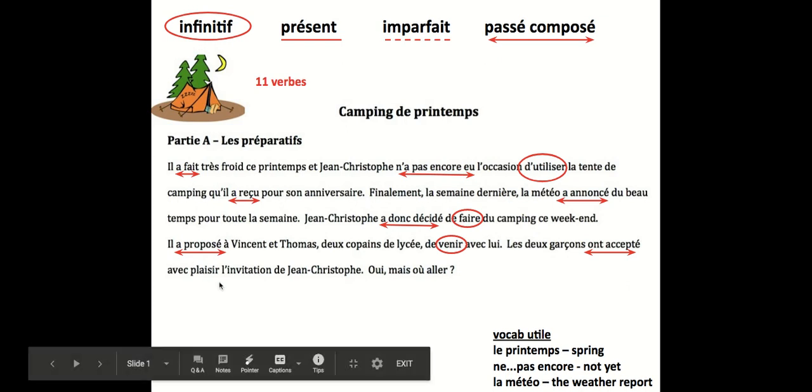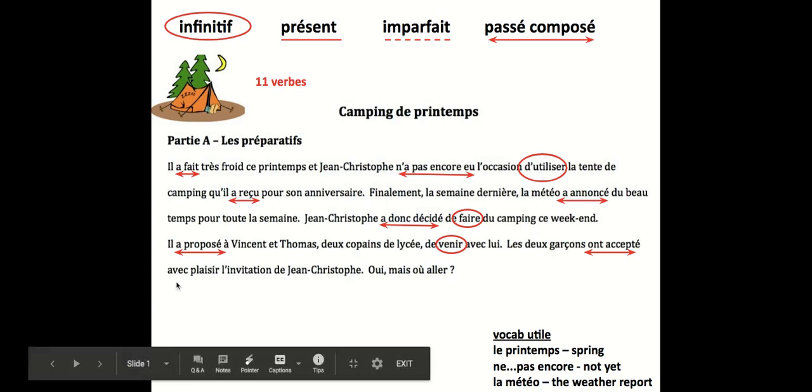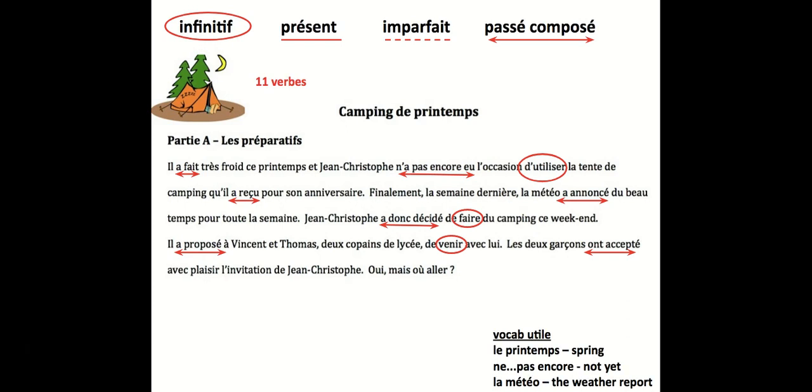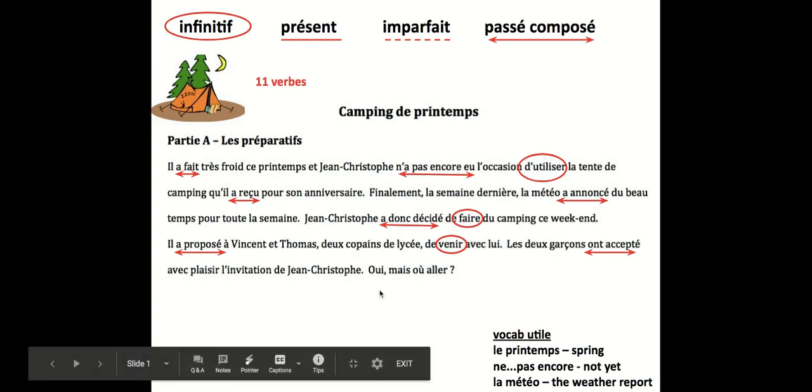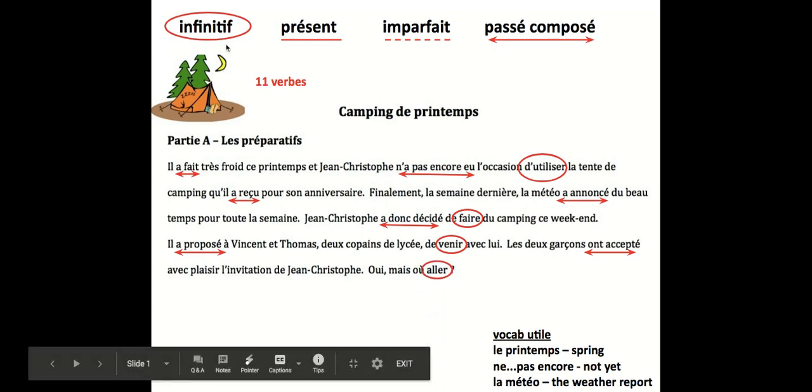Okay. So just because a word ends in ER, IR, or RE doesn't necessarily mean that it is a verb. So just make sure that you're always reading and to make sure that word is actually a verb. OK, d'accord. La dernière petite phrase. Oui, mais où aller? Il y a un verbe, c'est le verbe aller, et ça, c'est dans la forme infinitive, ER.